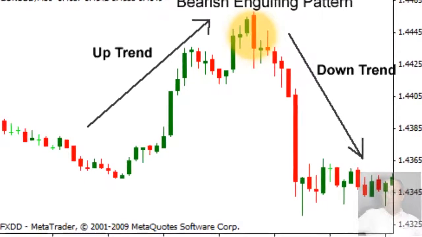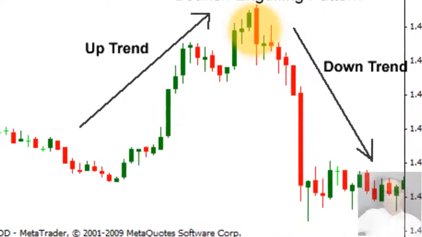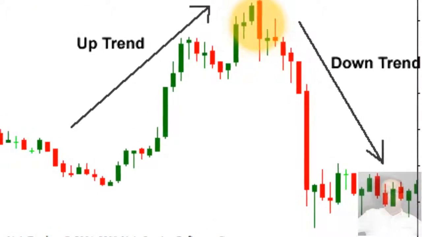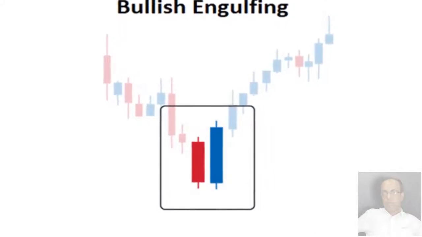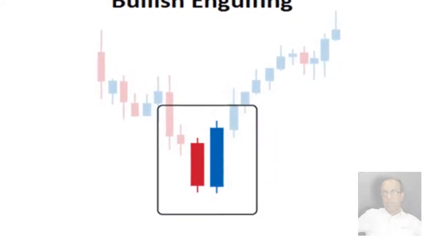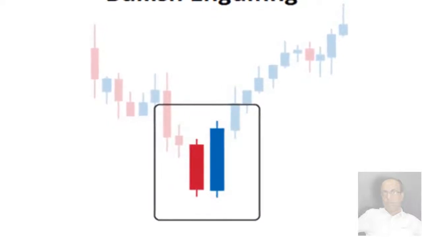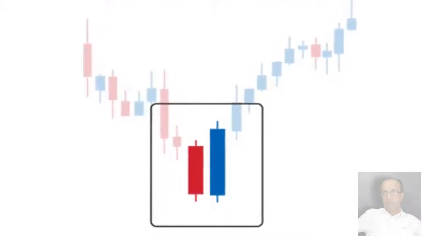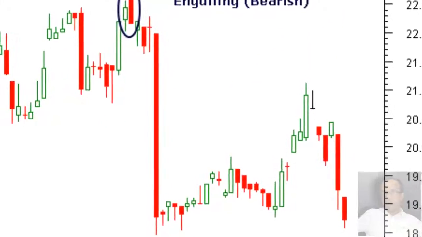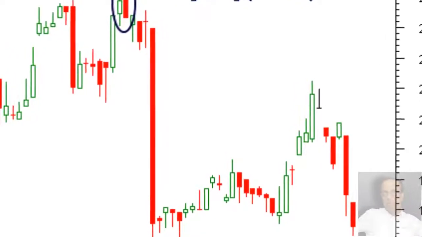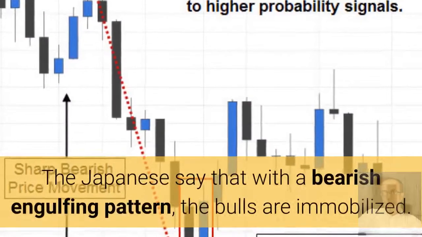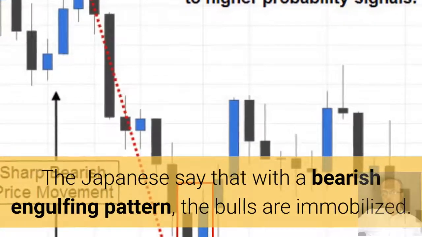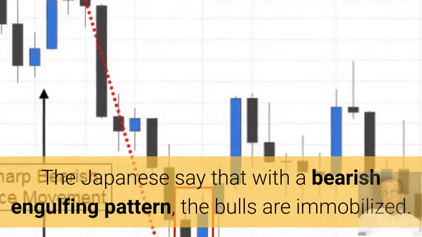The engulfing pattern visually shows how the opposing forces had gained control of the market. For example, a bullish engulfing pattern reflects how the bulls have wrested control of the market from the bears. A bearish engulfing pattern shows how a superior force of supply has overwhelmed the bulls. The Japanese say that with a bearish engulfing pattern, the bulls are immobilized.